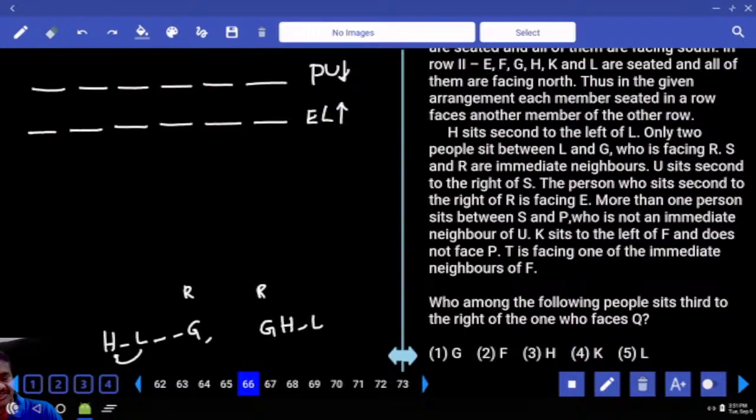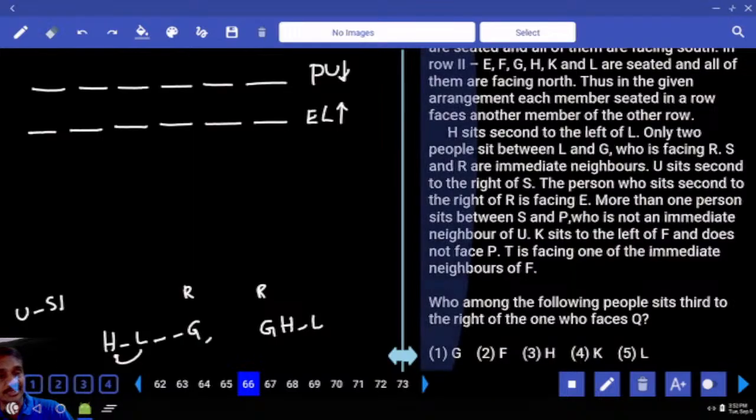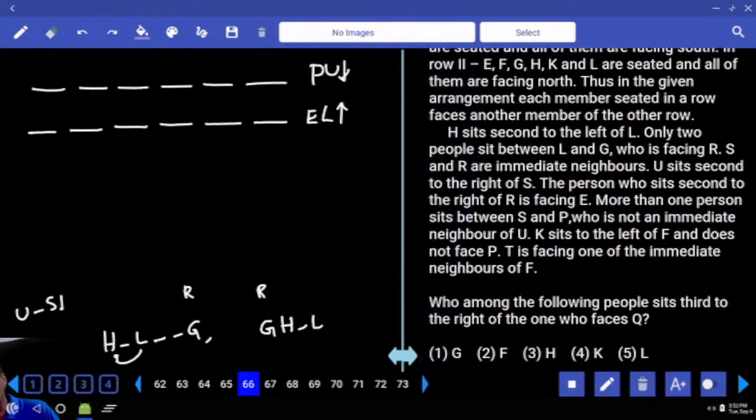Then U sits second to the right of S. Now this U is seated second to the right of S. U and S are facing towards south, and that is the reason we have taken it like this. Now G is facing R. S and R are immediate neighbors to each other. Now which 2 persons are immediate neighbors? S and R are immediate neighbors to each other. Then S and R are adjacent to each other in any order.